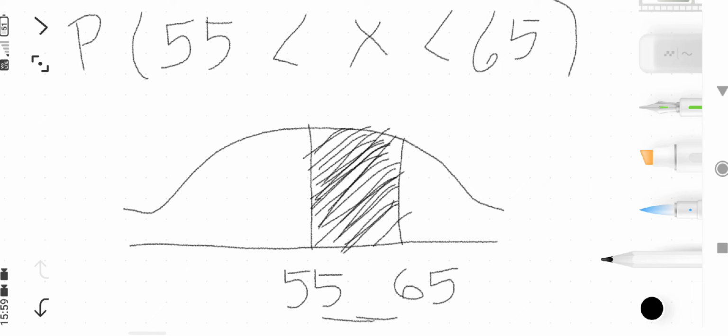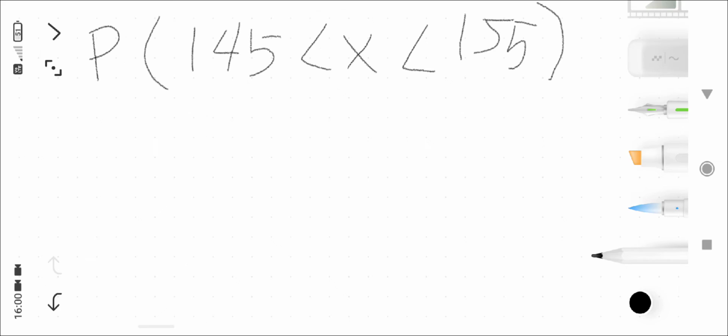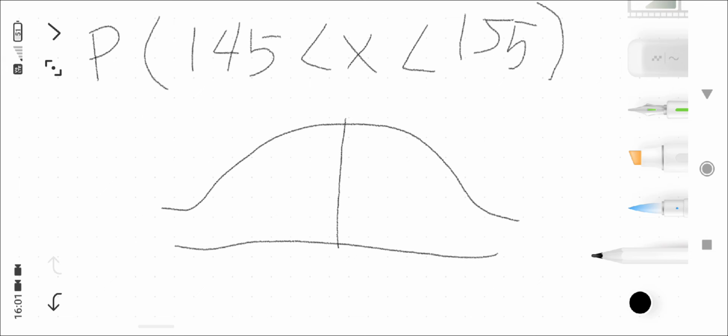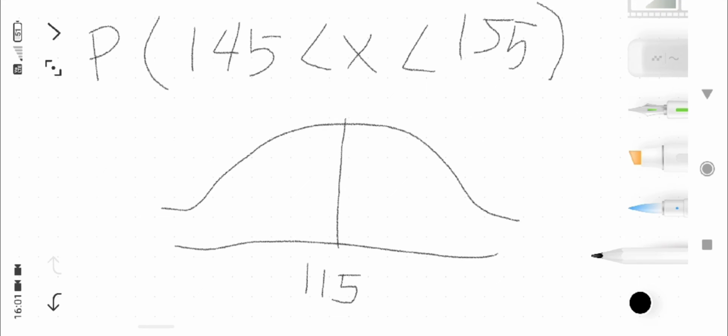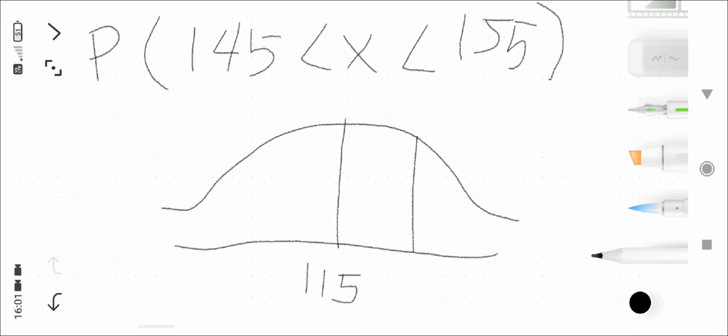For example number 2, our x is normally distributed with a mean of 115. So we're going to draw an illustration of a normal curve distribution, and we're going to put in the middle the 115 because it is the mean. As you can see, the illustration says x is greater than 145 but less than 155. So the 145 we're going to put on the right side of 115, and the 155 on the right side of 145.